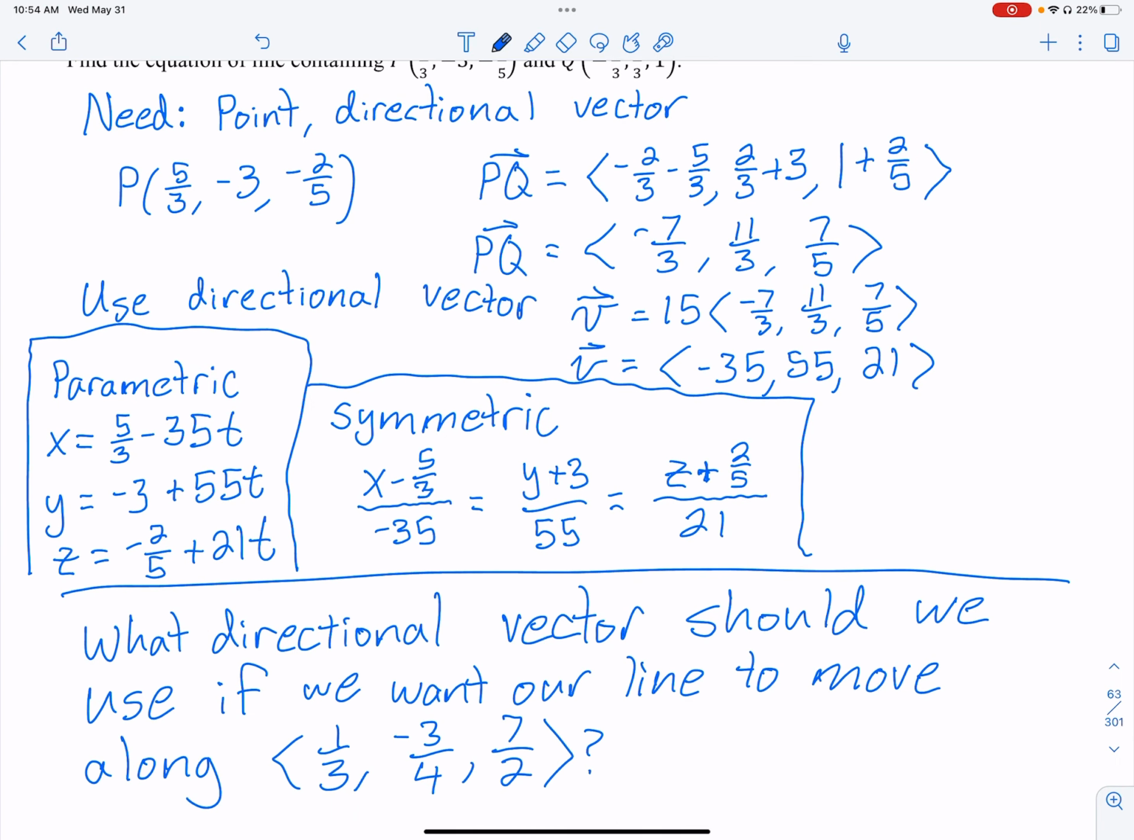All right, so that's how we do that. Remember, the big point here is this. I need you guys to get that in your head. We need a point and a directional vector. We can manipulate the directional vector by multiplying by a scalar. That's what those notes we're talking about up there.